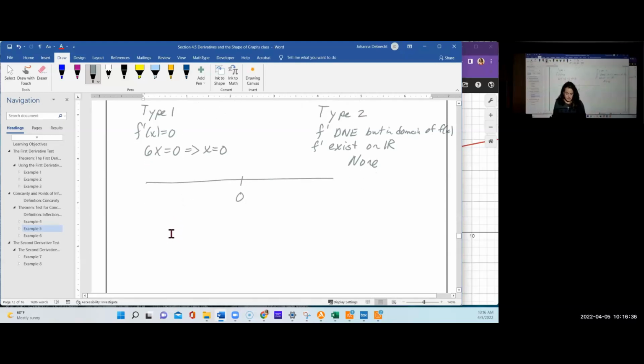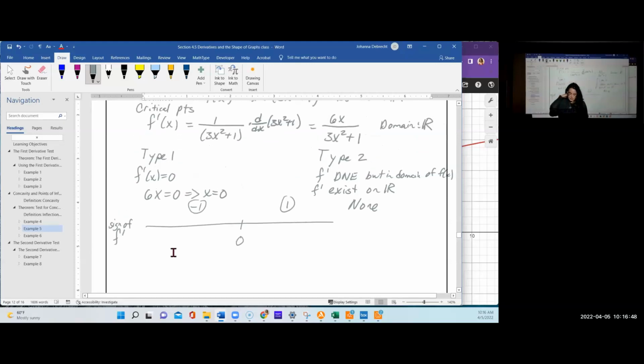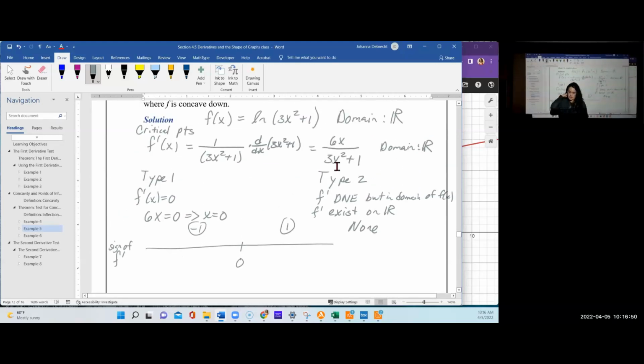So the sign of f prime. So I'm looking at f prime here. Really, I'm looking at the sign of f prime. So a test point would be -1 and 1. And I'm looking in the first derivative, which is 6x over quantity 3x squared plus 1. So a negative in the top would make it -6. The bottom is always positive. So that makes it negative.